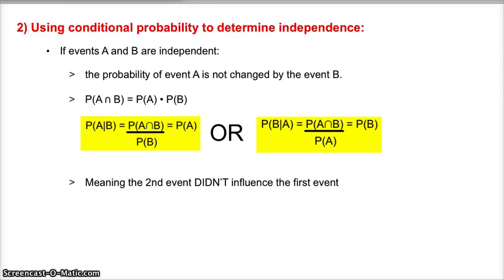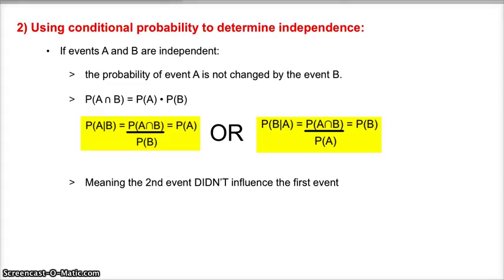The new part today is the idea of using conditional probability to determine independence. If events A and B are independent, the probability of event A is not changed by event B. We talked earlier in the unit that independent events very often deal with replacing. You're looking at your closet and trying to decide what to wear. You take out a shirt, you put it back, and it resets the probability. So the probability of you picking some other type of shirt is now back to the original.